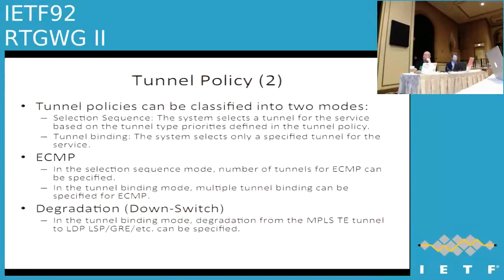The next one is degradation. Some tunnels have a higher priority to be selected in the tunnel binding mode, because this tunnel is specified. But once there is a failure on the tunnel, if there's no alternative, the tunnel cannot be used for the service, so the packets will always be dropped. So here I propose another choice, the degradation, which we call down switch. This means that in the tunnel binding mode, degradation from the MPLS-TE tunnel to the best effort tunnel can be specified.